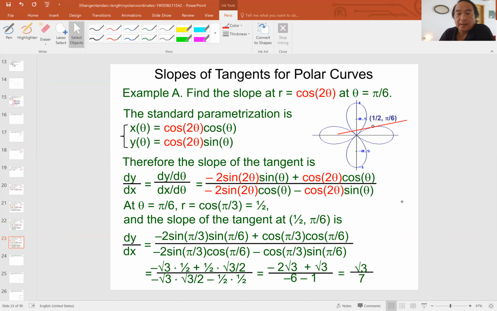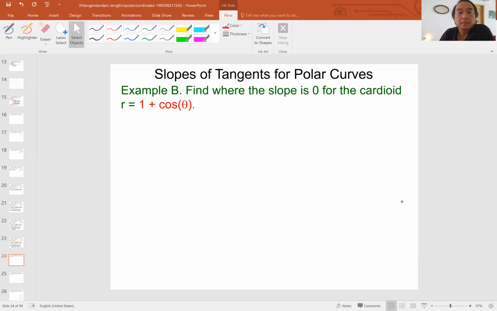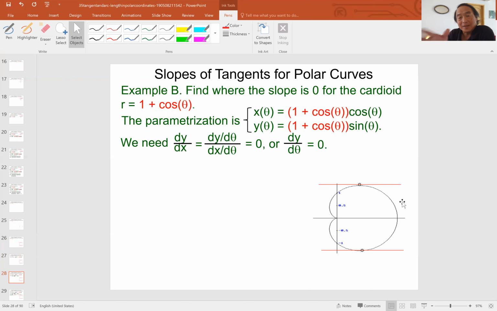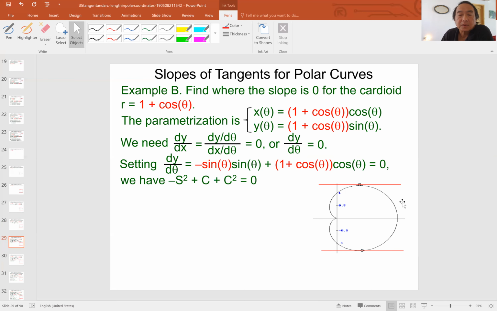So, well, let you check the arithmetic in here. Okay, and here's another example. The question asks where the slope is 0. The slope is 0 when the numerator of dy/dx is 0, that is, when the denominator is not 0. That's dy/dθ. Okay. So therefore, all I check is when dy/dθ is 0, and I take the derivative with respect to theta and set it to 0, then I get a trig equation.